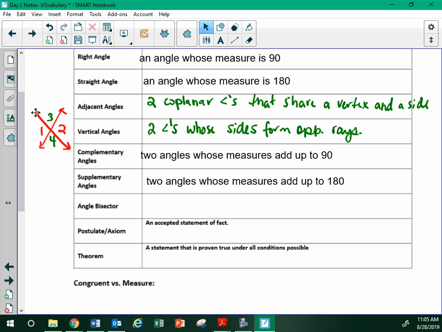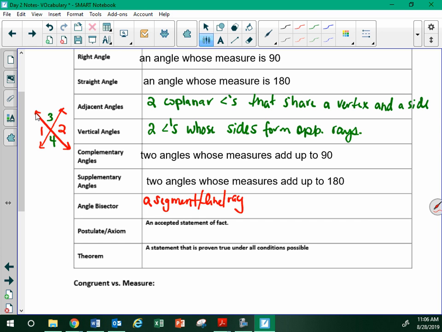Now there are multiple things that can cut into two congruent halves. Let me make sure I give you the right list here. A segment, a line, and a ray. All right, so an angle bisector is a segment, a line, or a ray that cuts the angle into two congruent halves. We're going to talk about what that means, congruent.